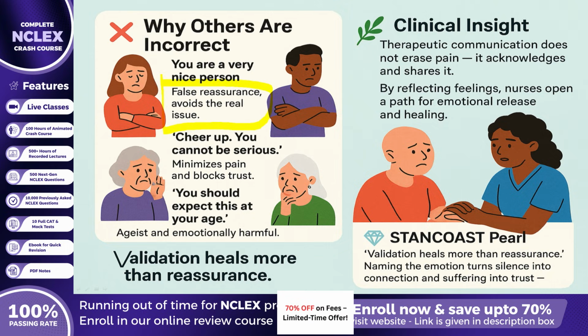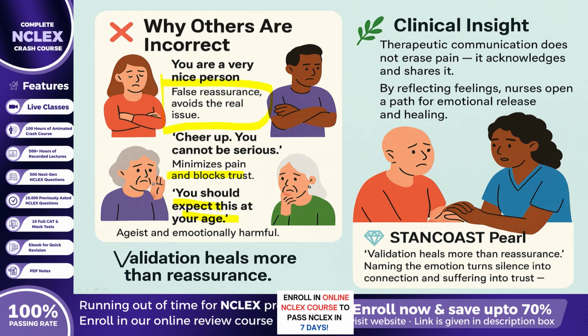Similarly, option 2, "Cheer up, you cannot be serious," minimizes and invalidates the client's feelings, which can block further communication and reinforce emotional isolation. Finally, option 3, "You should expect this at your age," reflects ageism and insensitivity, suggesting that suffering and loss are normal parts of aging. This statement strips away empathy and diminishes the client's sense of self-worth, worsening their emotional distress.